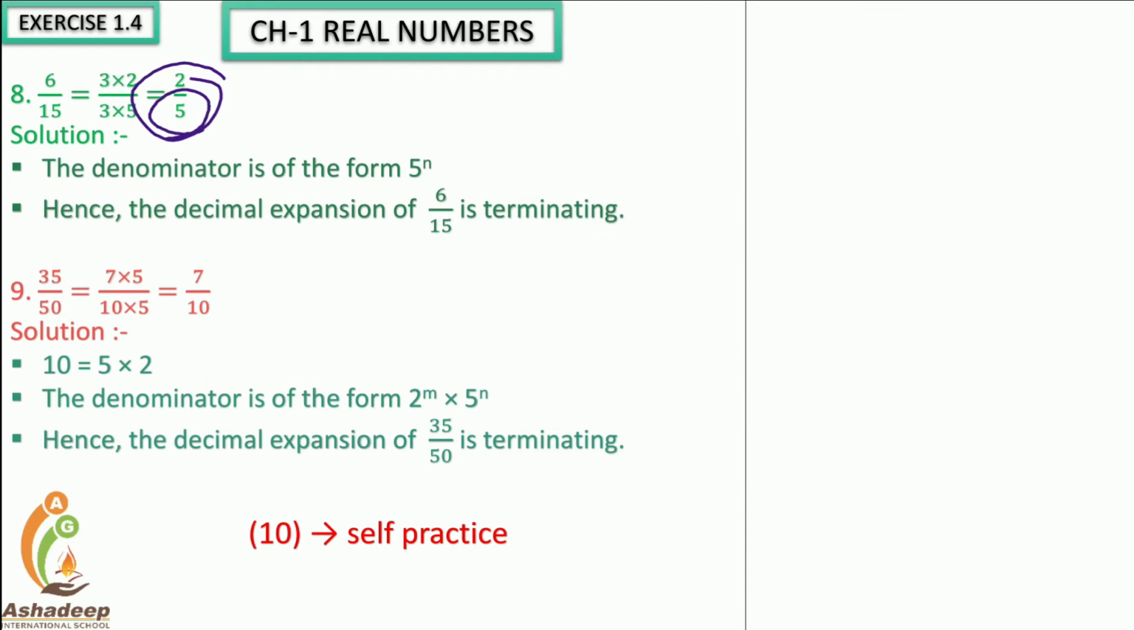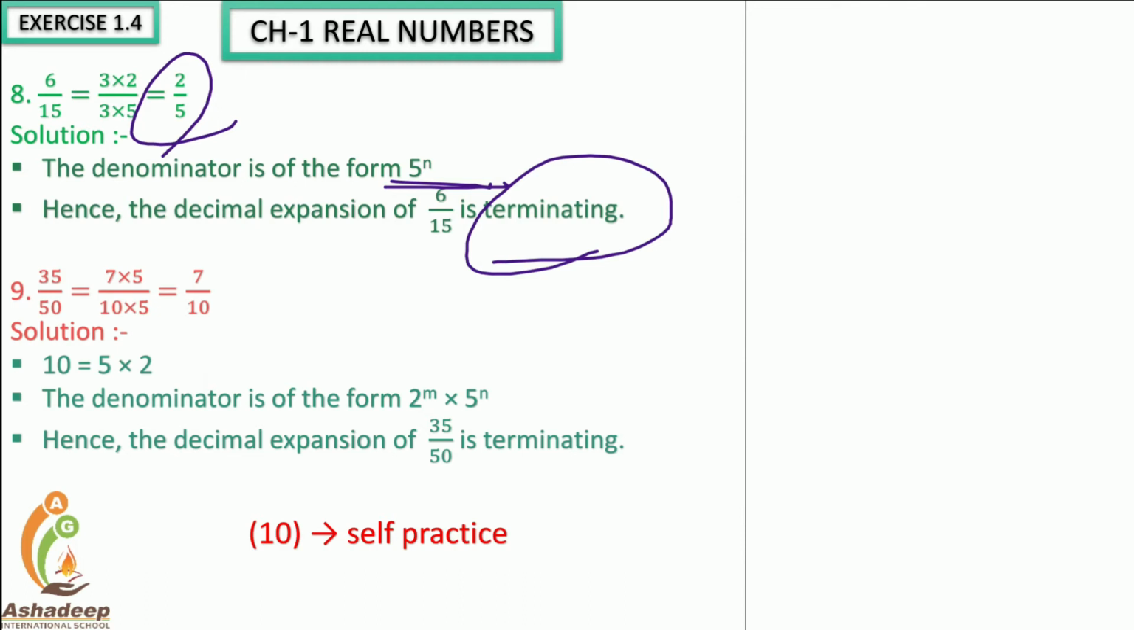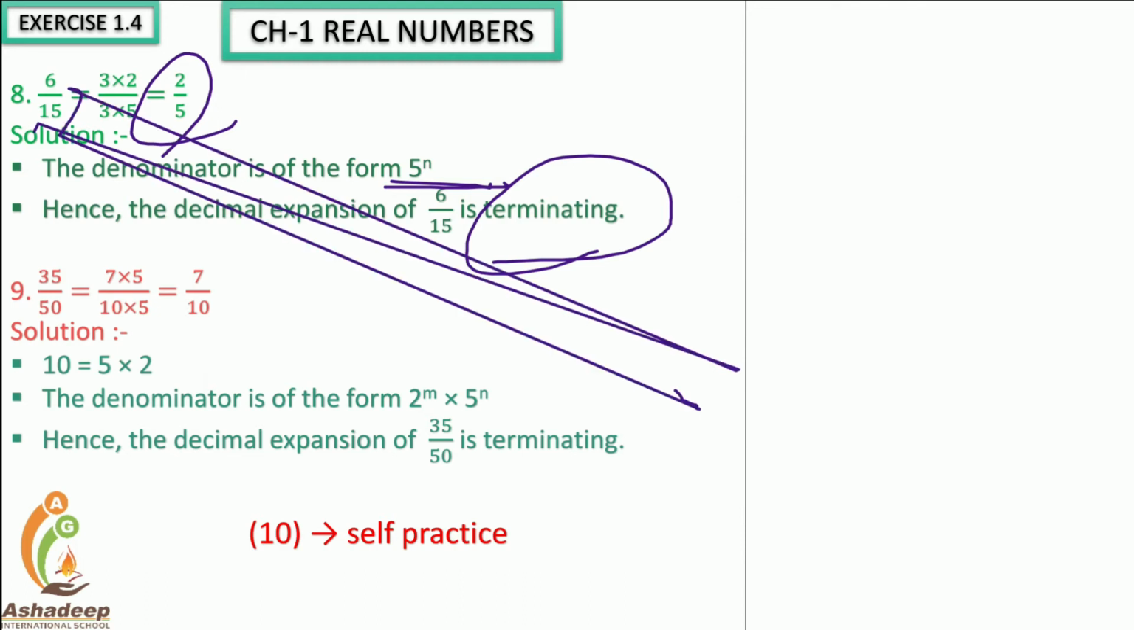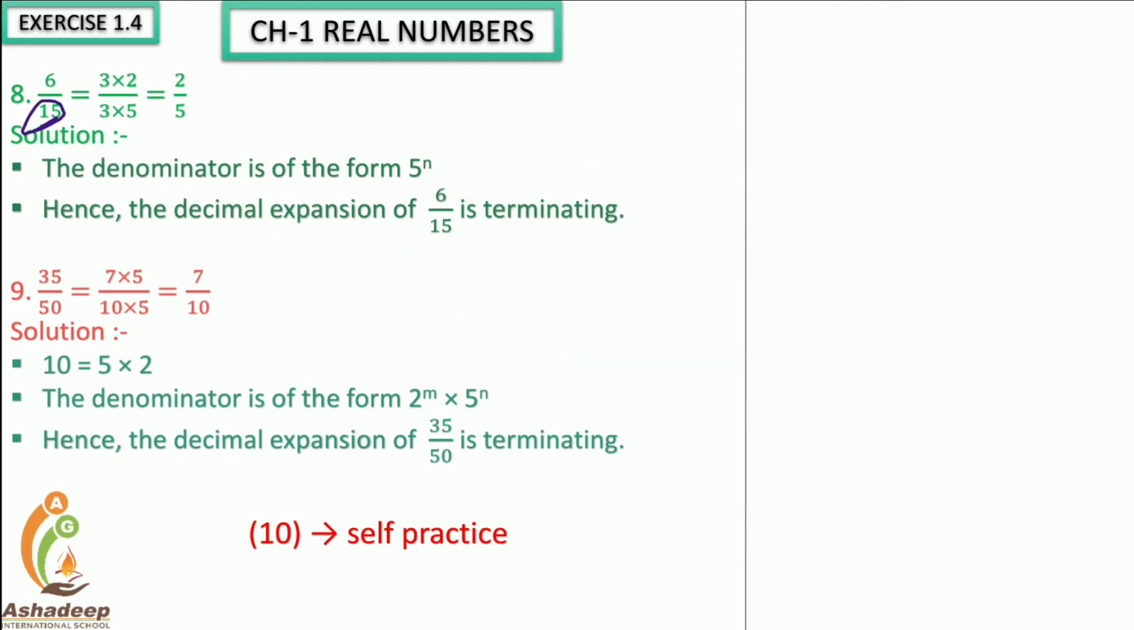Now the denominator contains only 5. In mathematics, give the answer after all the simplification. So 2 divided by 5 is nothing but 5 power n. If it is 5 power n, then it is a terminating term. By just seeing the original, you might conclude it is non-terminating recurring, right?